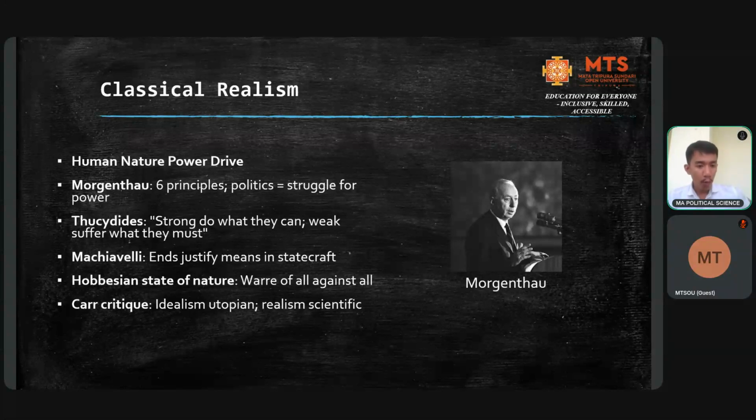Then we talk about Hobbes, the state of nature, war of all against all. Okay, this is also classical realism. In reality, everybody is fighting against one another. Carr's critique: idealism is utopian, realism is scientific.